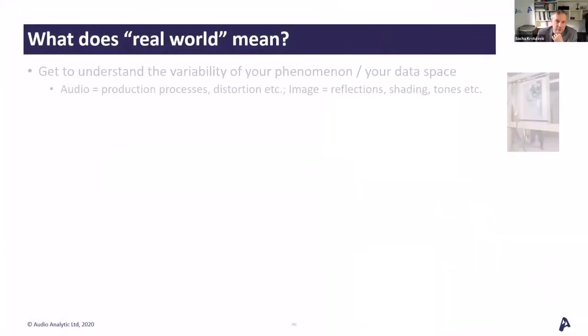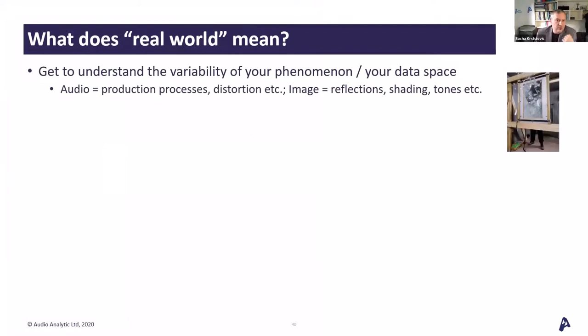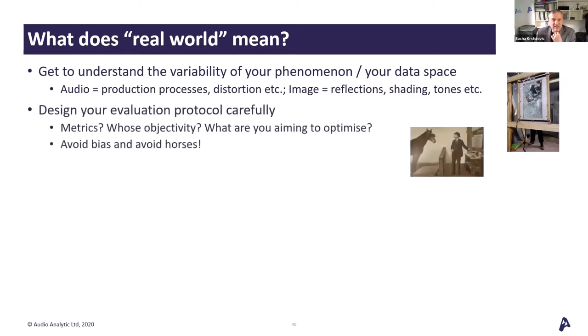So what does the real world mean in the context of sound recognition? But again, you can generalize that to every other type of AI. You have to understand the variability of your phenomenon, and you have to understand your data space. What are the axes of variability? In audio, we talked about production processes, distortions from the environment and the devices. In image recognition, that might be reflection, shading, tones, imperfect commercial grade cameras, and so on, that you're going to have to deal with.